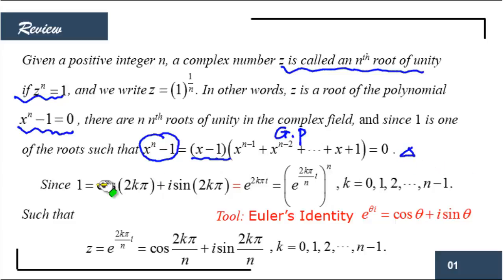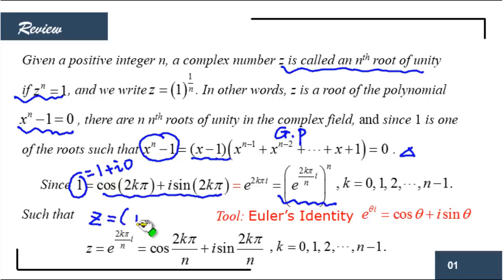And in the complex field, 1 could be described as 1 plus 0i and equals this form. According to Euler's identity, we can get this form. So if we write the nth root of unity in this form, we can get z equal to this. And this expression is the tool to deal with our exercises.